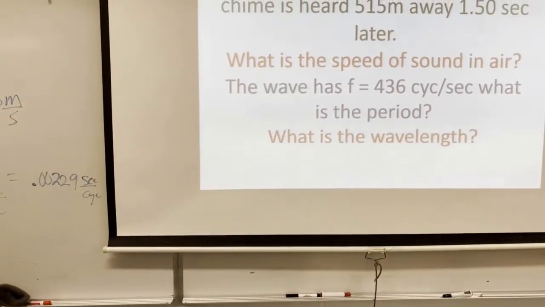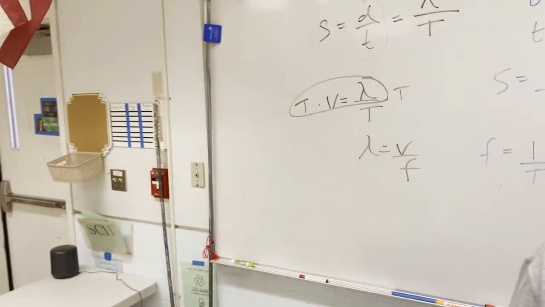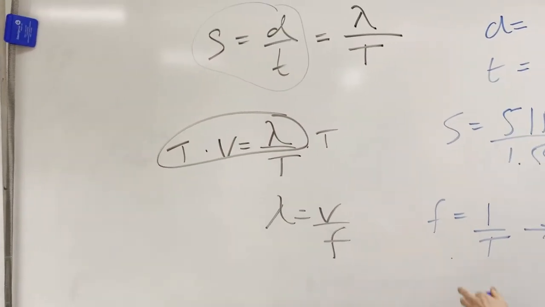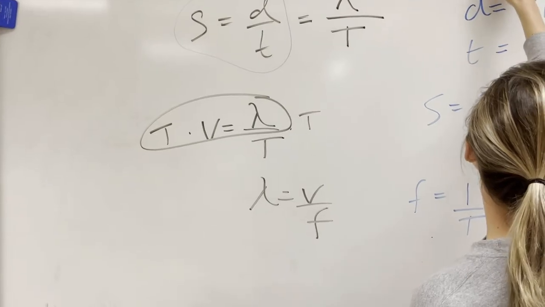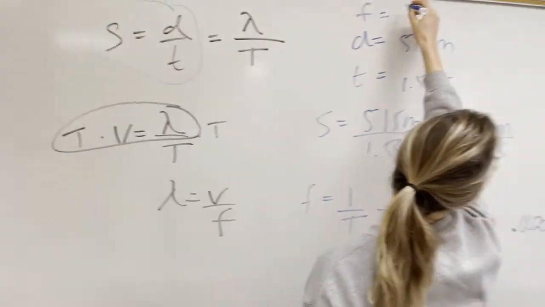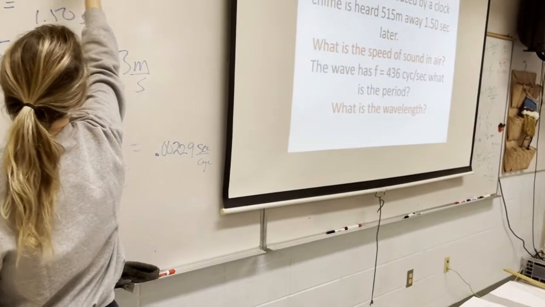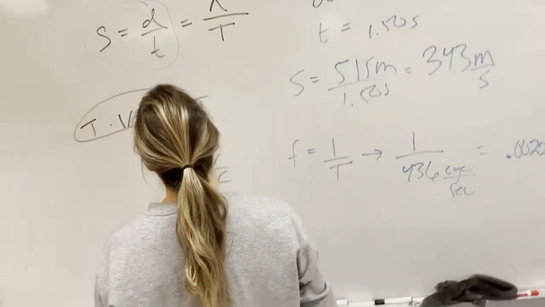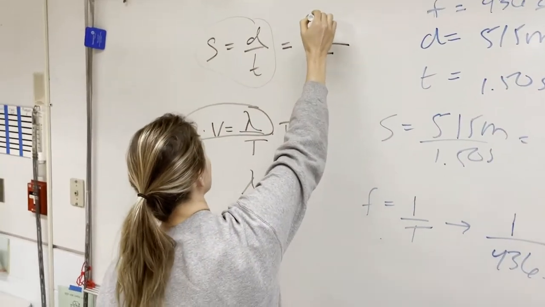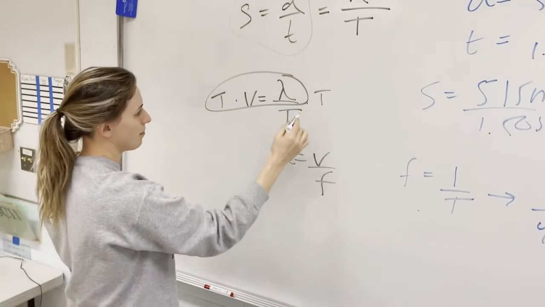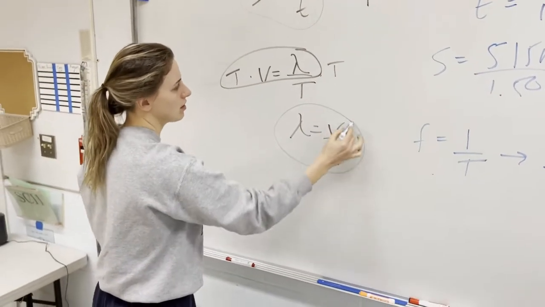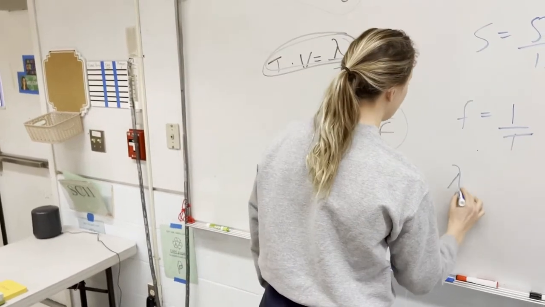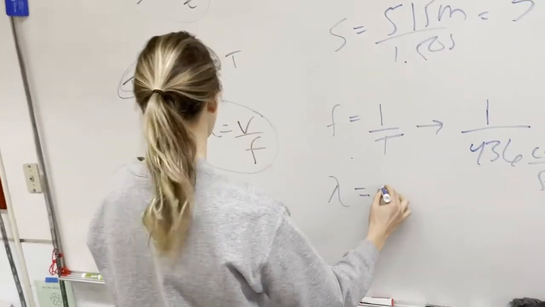Now we want to know the wavelength. Which one do you want to use here? Well, we need the one with the wavelength, and we have the frequency from before. They did give it to us, so let's use this one right here. You could also use the calculated one, it'll give you the same answer.